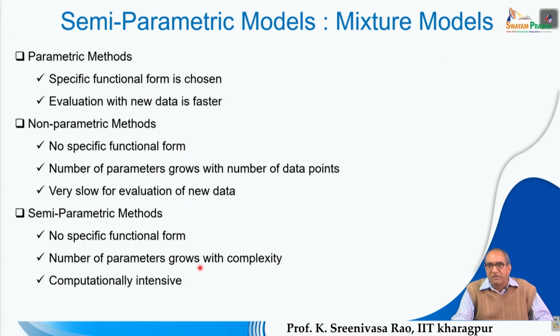We will see what is meant by mixture models later on. Here again, in the case of semi parametric methods, it is computationally intensive, because a priori we do not know about the complexity of the data. Therefore, in an iterative way, by looking at the data, the complexity of the model can be observed, and with that the parameter estimation or the estimation of a density will also be varied. So, it is a bit computationally intensive.